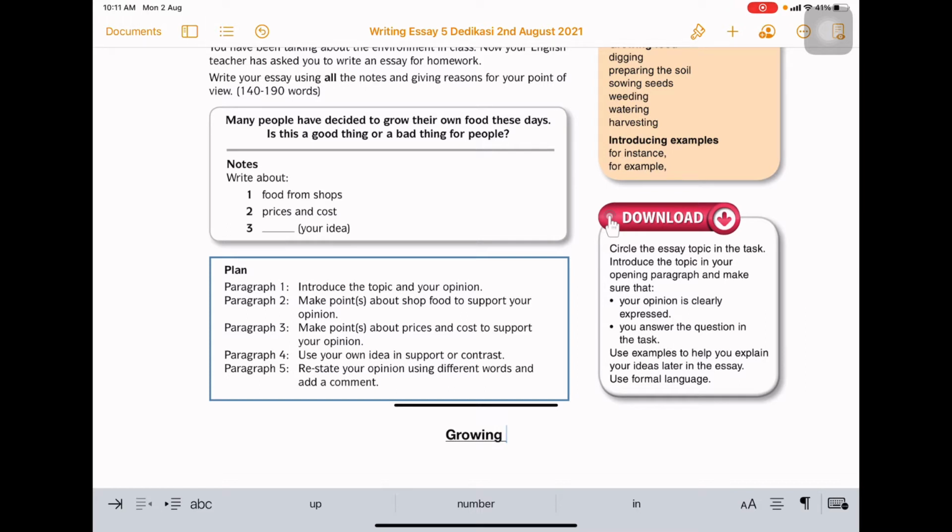All right, so the topic will be growing own food. I think growing own food is okay.